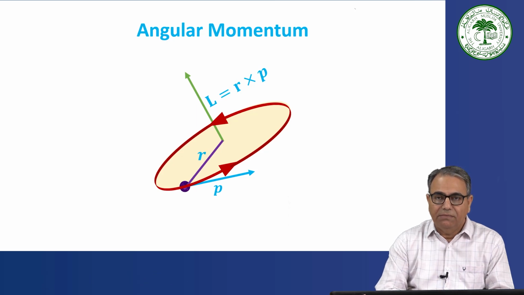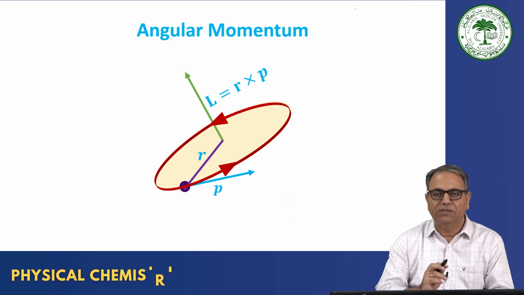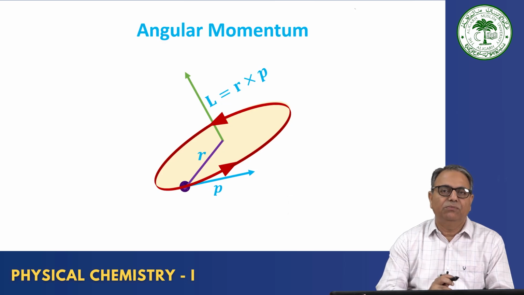But let me clarify your concept. There is nothing like a spinning motion in an electron. The spin quantum number is a direct observation from experiment. It's a purely quantum mechanical concept, and spin has no counterpart in classical mechanics. So you cannot say that the earth rotates in its orbit and on its axis, and so does the electron. There is no classical counterpart of the spin motion of an electron. It's a purely quantum mechanical concept. We will talk about the spin angular momentum also.